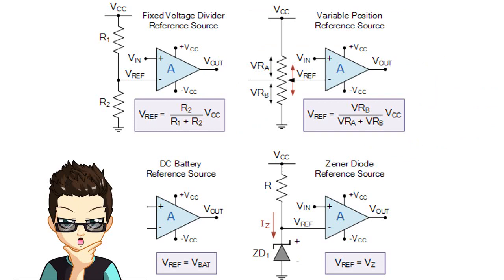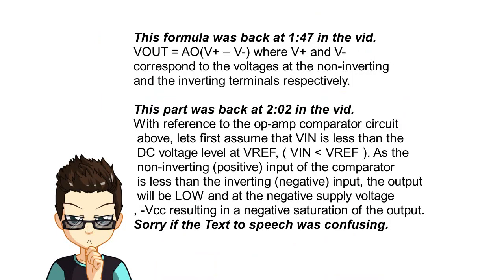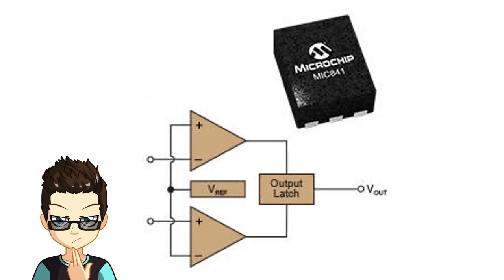With reference to the op-amp comparator circuit, let's first assume that Vin is less than the DC voltage level at Vref, Vin less than Vref. As the non-inverting positive input of the comparator is less than the inverting negative input, the output will be low and at the negative supply voltage, Vcc, resulting in a negative saturation of the output. You might want to go back and listen to that clip again or carefully examine the images as it was a bit confusing.